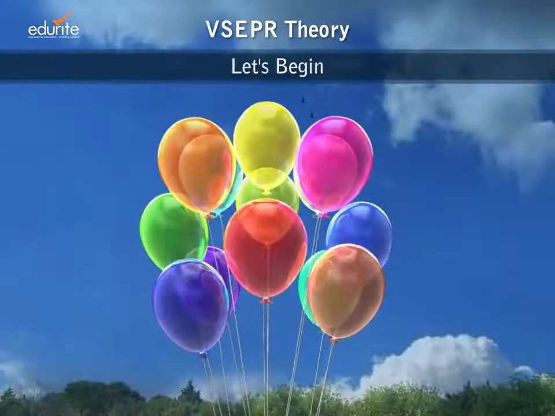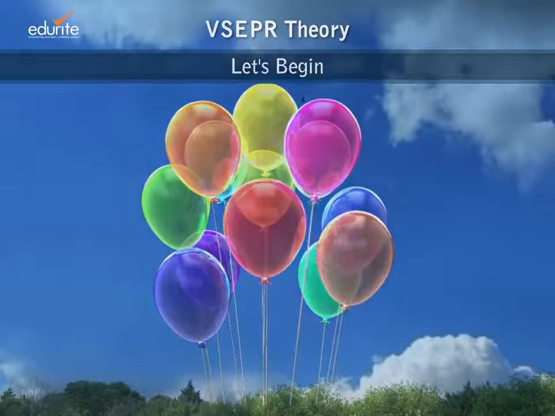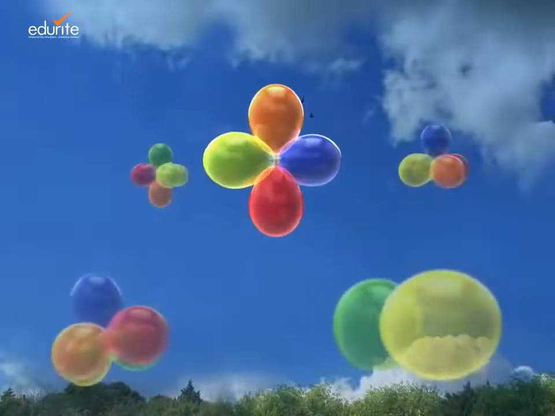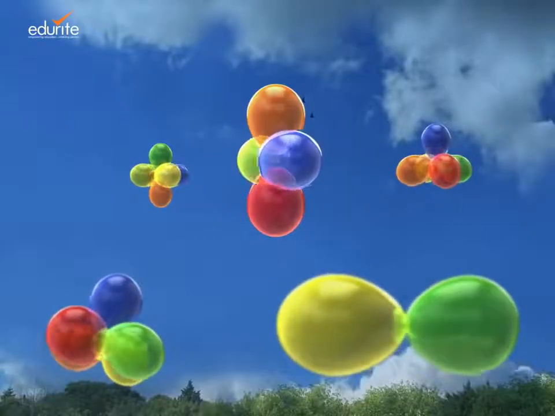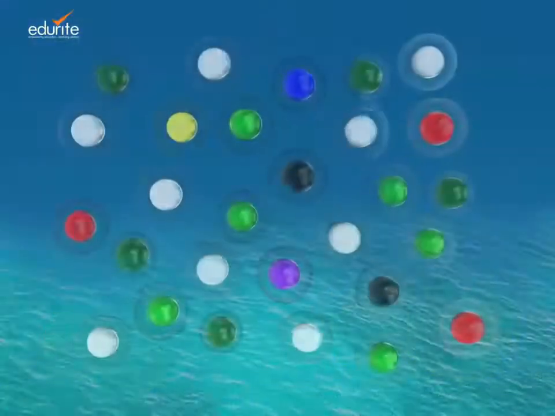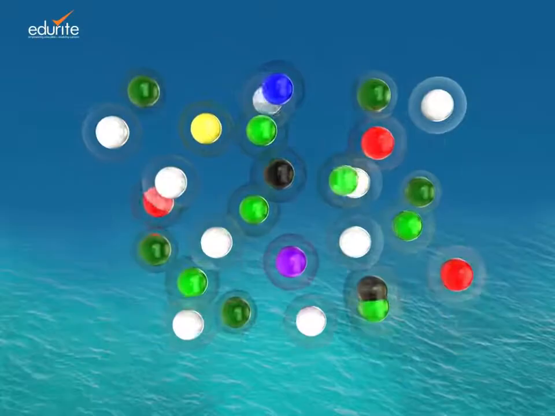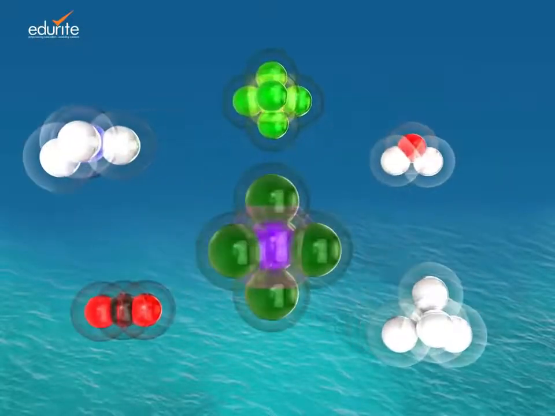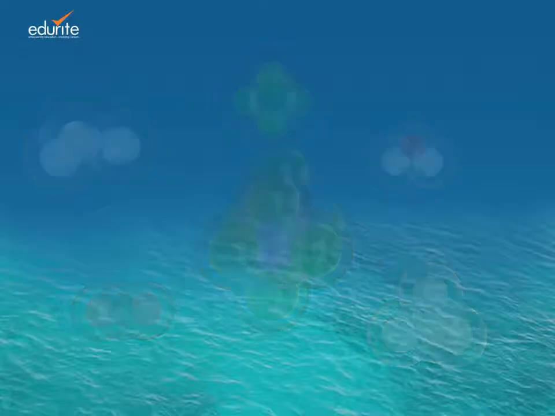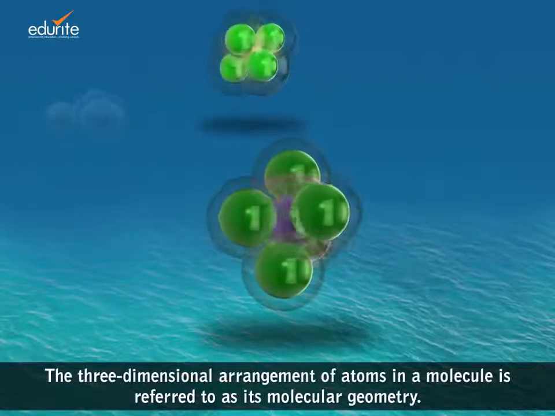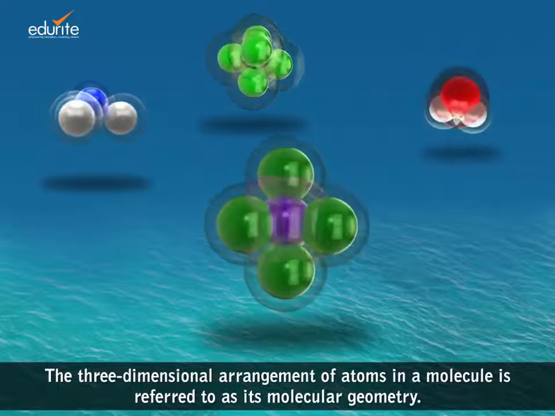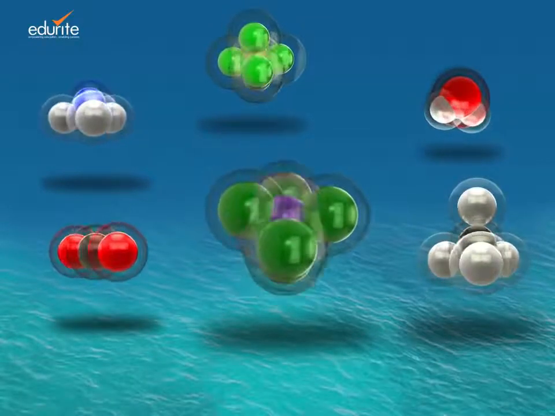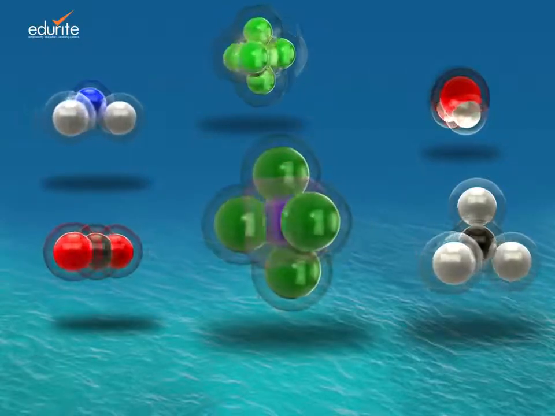Let's begin. Have you seen a balloon vendor at his art? He blows up a few balloons, ties them together, gives a twist here and a twist there, and a beautiful shape emerges. Similarly, nature's building blocks, the atoms, combine chemically in a variety of permutations to form molecules with diverse shapes. The three-dimensional arrangement of atoms in a molecule is referred to as its molecular geometry. Many properties of a substance can be attributed to its molecular geometry.